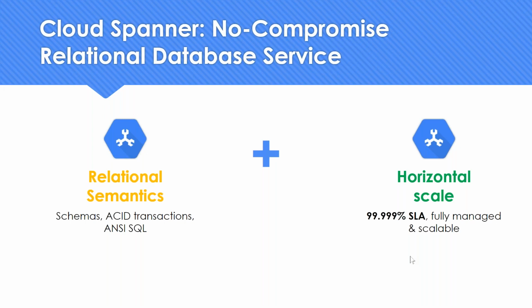Otherwise, it's fully managed. So what do you mean by an SLA of 5 nines? This is what architects usually talk about. At least the enterprise architects, they will say, I want an uptime of 5 nines. What does that mean?